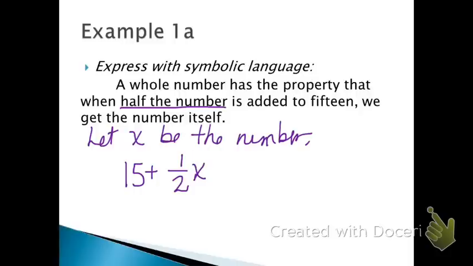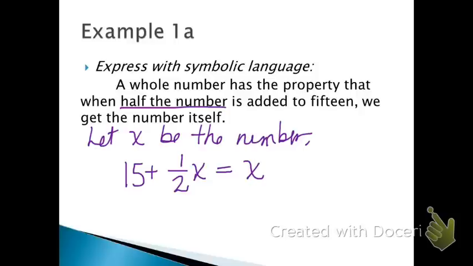Okay, we get the number itself. So where's my equal sign there? Well, it's we get the number itself. So that means that it's equal to the number itself. Okay, so now I've got my whole statement here, and it is an equation. So I've got when half the number is added to 15, we get the number itself.